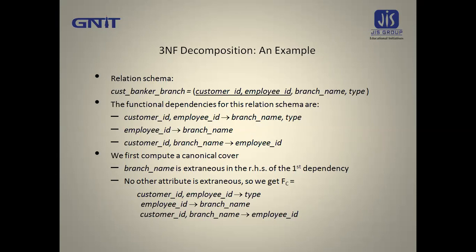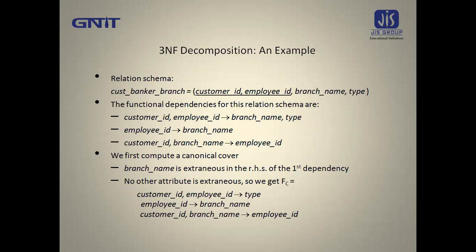The functional dependencies for these relation schemas are: customer ID, employee ID implies branch name and type. Employee ID implies branch name. Customer ID branch name implies employee ID. So we first compute a canonical cover, where branch name is extraneous in the right hand side of the first dependency, and no other attribute is extraneous.